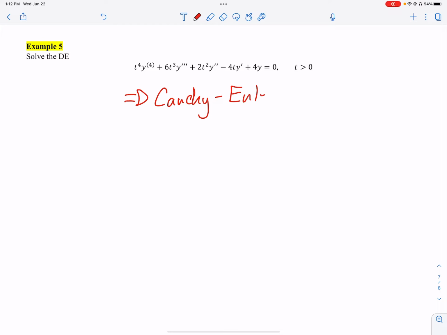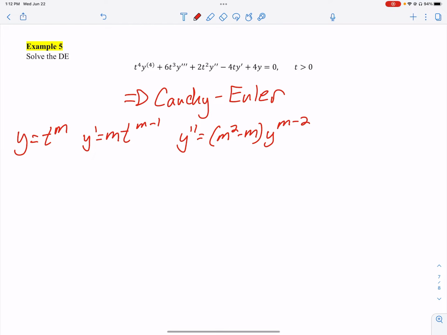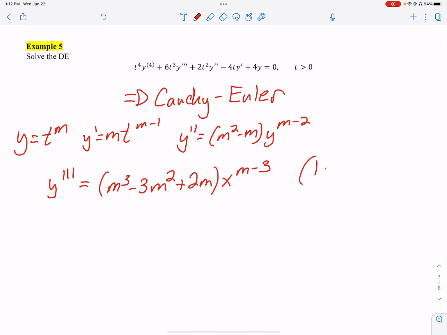So I can make my guess. y equals, it's a t now, t to the m. So y prime is m t to the m minus 1. y double prime is m squared minus m, t to the m minus 2. y, the third derivative, I'm going to go ahead and write this down how it came out earlier. There's no reason to do all the algebra again. I get m cubed minus 3m squared plus 2m, t to the m minus 3. That's from the last problem, if you want to know how I got that.